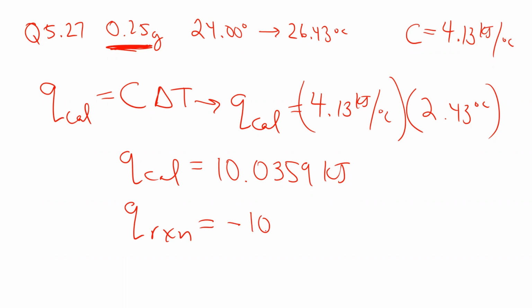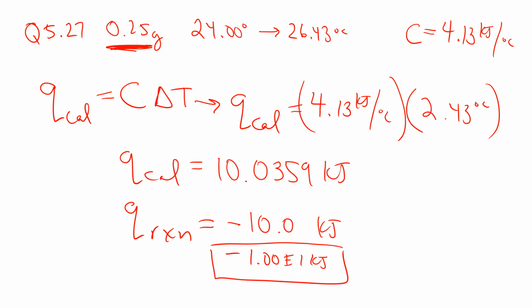For the reaction, it's going to be negative, and I would say 3 significant figures, right? Based on my temperature and everything else given, there are 3 significant figures. So I would say negative 1.00 e to the 1 kilojoules for that question, question 27 on the homework, right? Negative 1.00 e to the 1 kilojoules. Why is it a significant figure based off of the gram?